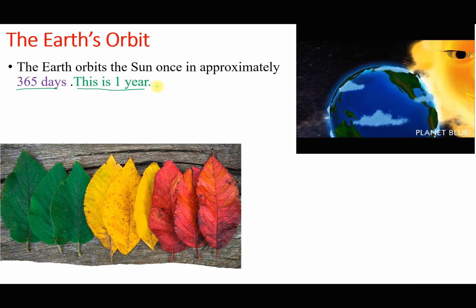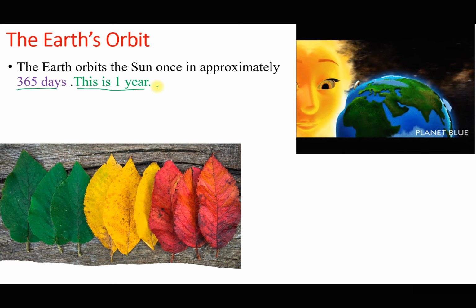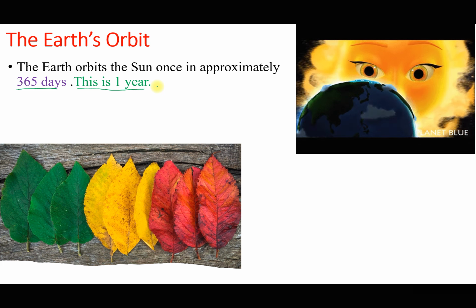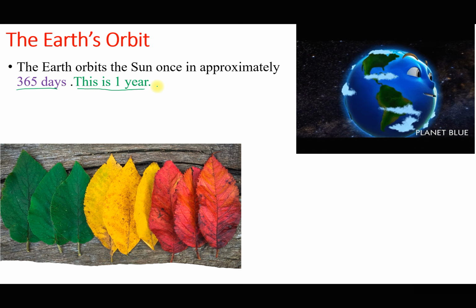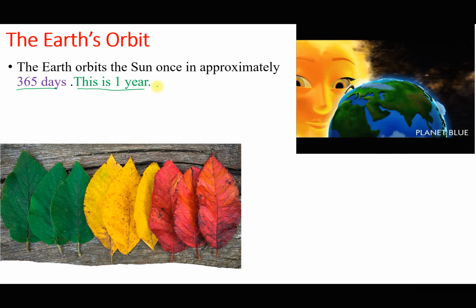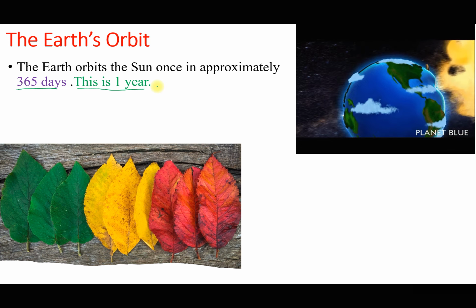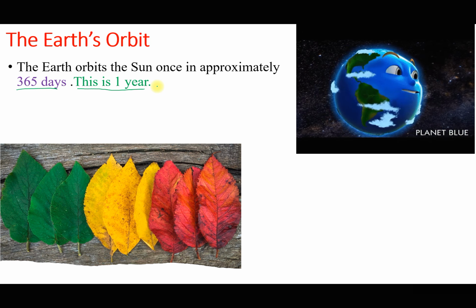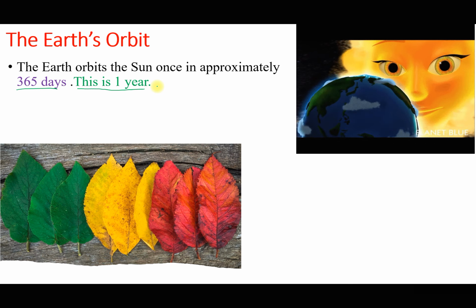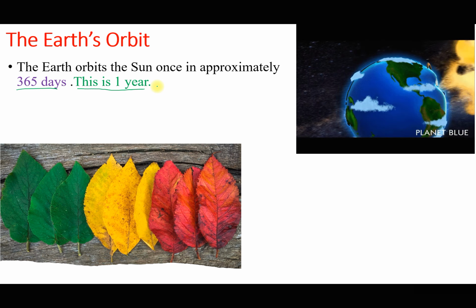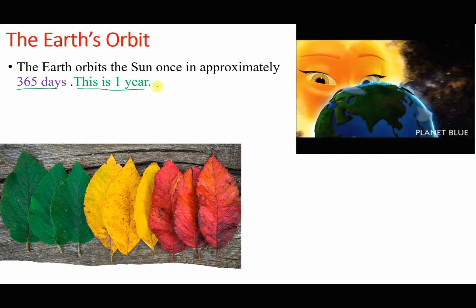A year is approximately 365 days, and that is the time it takes for the Earth to orbit around the Sun. And this orbit around the Sun, together with the tilt of the Earth on its axis, is going to create what we call seasons.